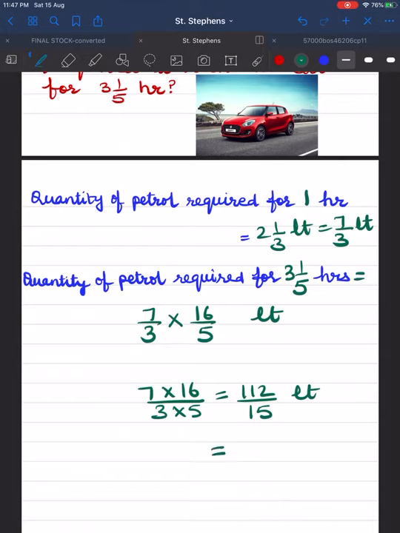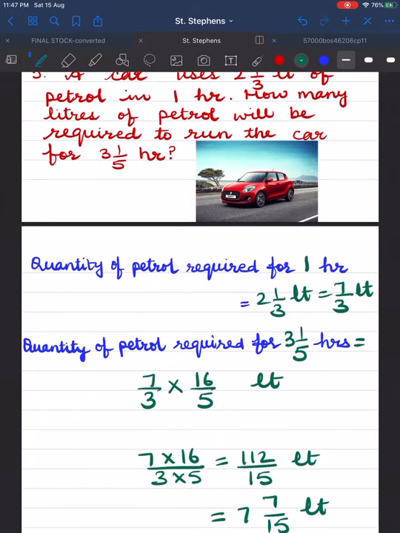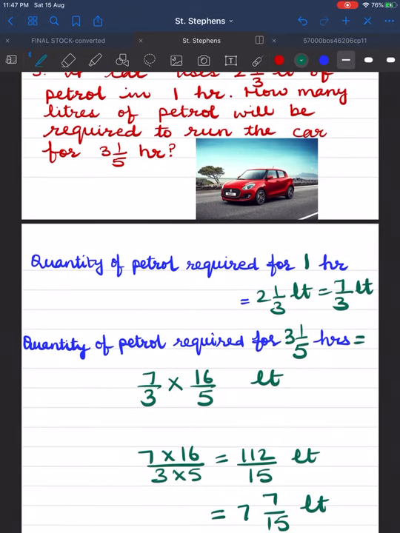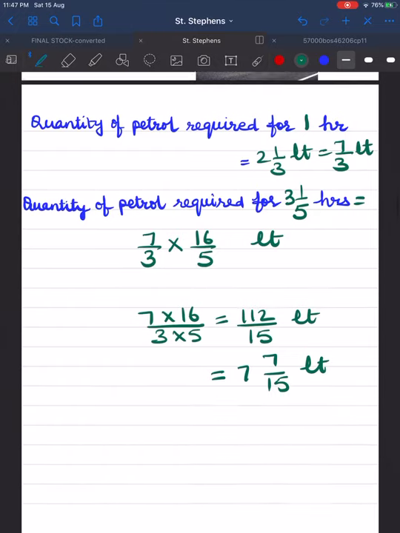Now here numerator is greater than denominator, so convert it into mixed fraction. So divide 64 by 15 and we get 4 4 on 15 liters. So 4 4 on 15 liters of petrol will be required to run the car for 3 1 on 5 hours.